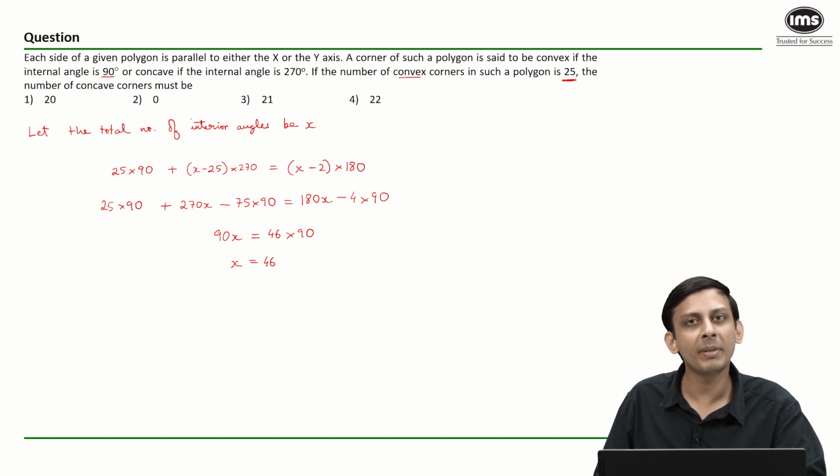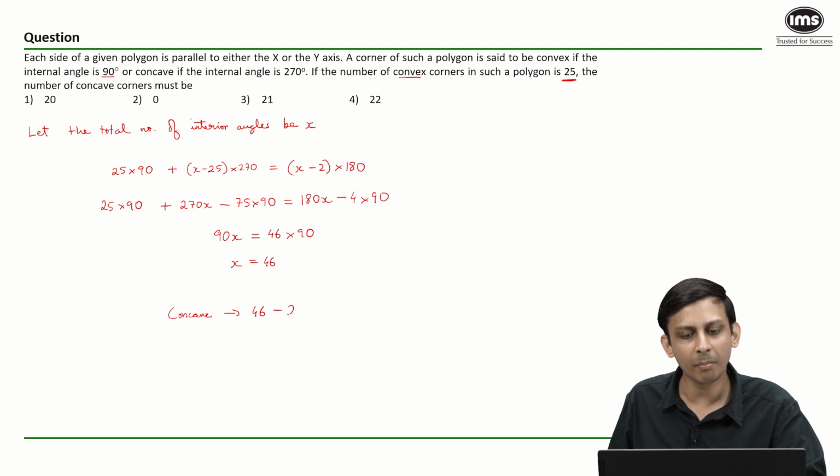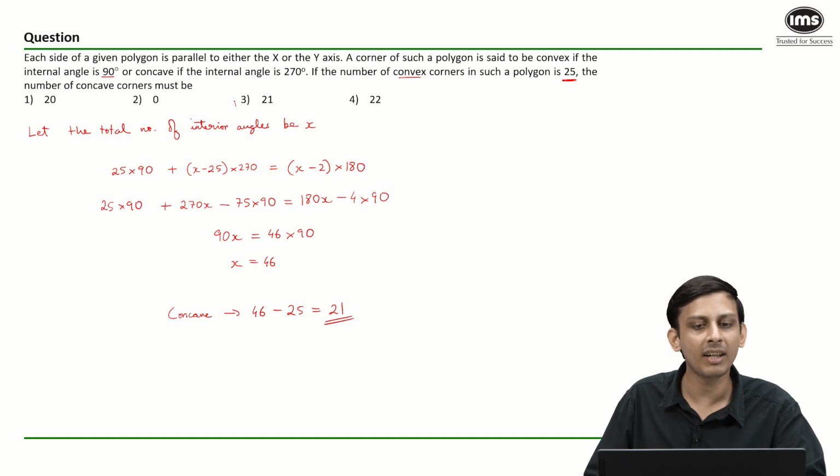Okay, now what will be the number of the concave angles that we'll get? From the total, so if you're finding the concave ones, from the total of 46, we will subtract the convex ones, which is 25 in number. So 46 minus 25, that will give us 21. So the number of concave corners must be 21, option 3.